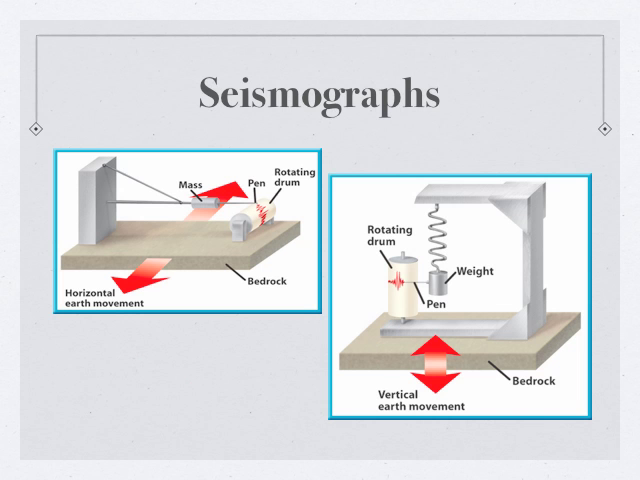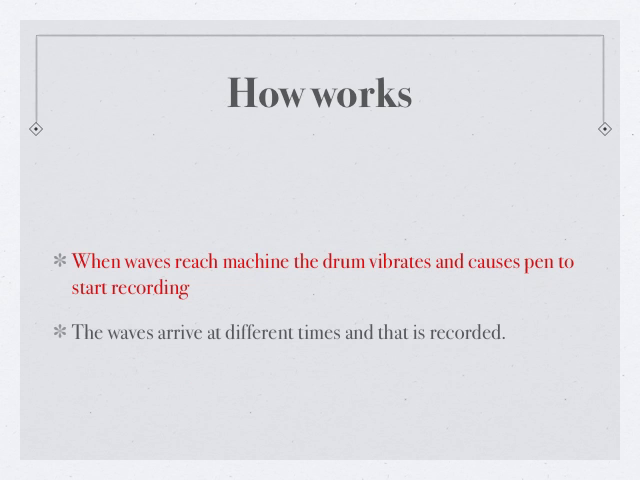This is a seismograph, and you notice there's 2 different types of seismographs because they're going to measure waves that travel parallel with the ground and waves that travel at a right angle with the ground. You notice that the shaking is going to cause the pen to move on the drum, and it's going to start creating a diagram on the paper. So when the waves reach the machine, the drum vibrates, causes the pen to start recording. The waves arrive at different times, and that is what is recorded on your seismograph.